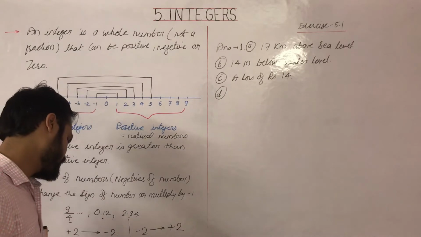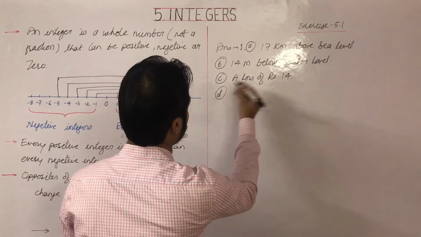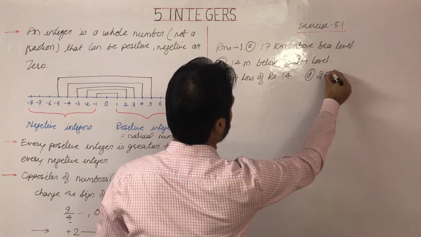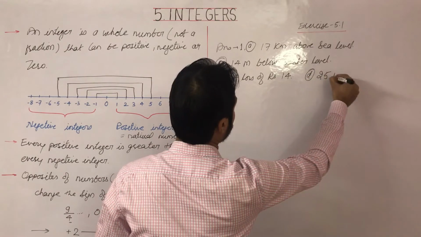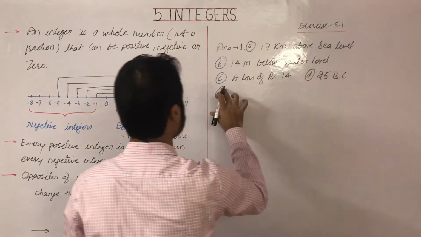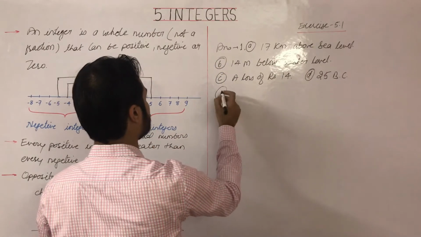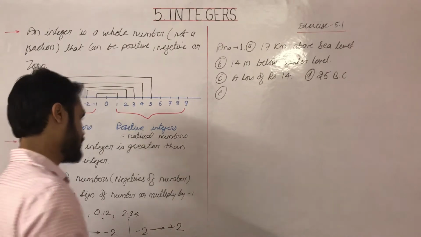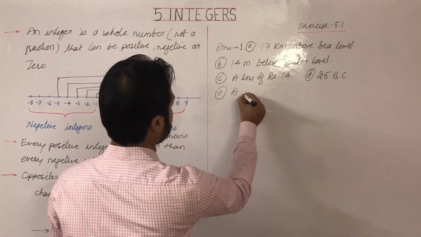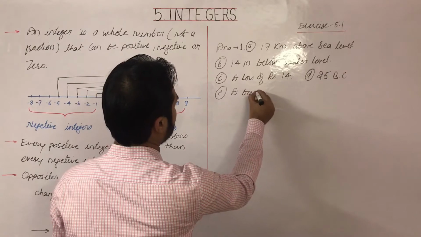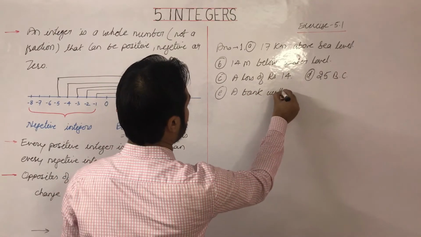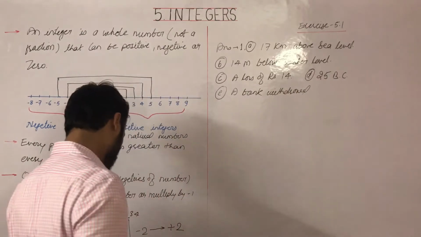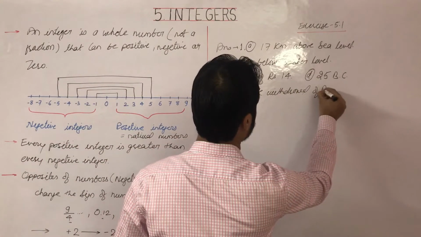Then part D, 25 AD. So opposite of 25 AD will be 25 BC. Part E. A bank deposit. Opposite of deposit, withdrawal. A bank withdrawal of rupees 2500.